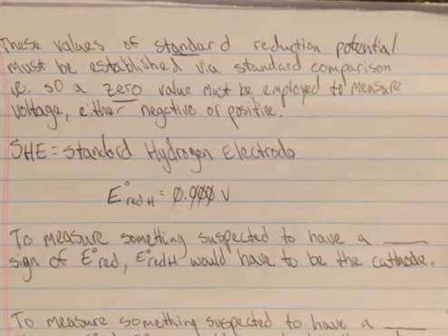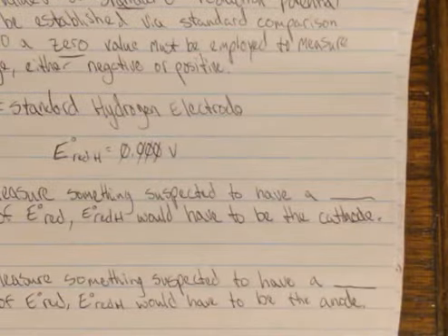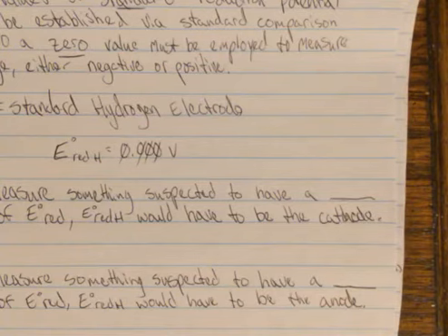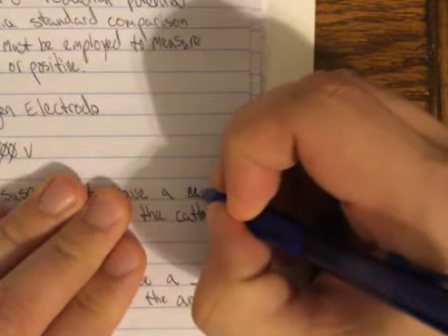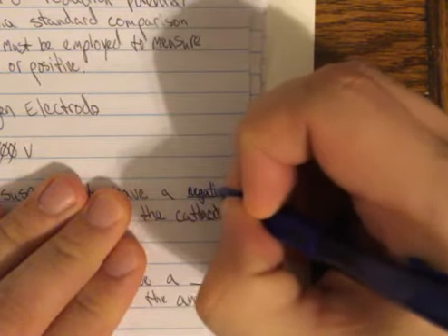So let's say to measure something, or ion, suspected to have a negative sign of E red, or E reduction, ESHE would have to be the cathode. So that means something that would have a negative sign. Negative. Okay. So in other words, it would flow towards the hydrogen electrode.